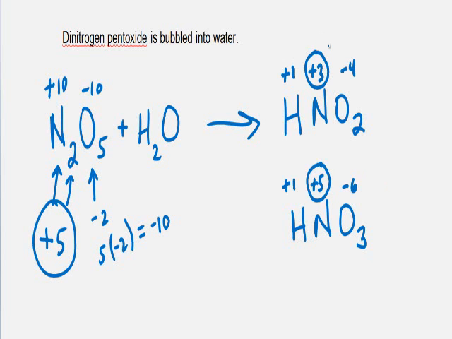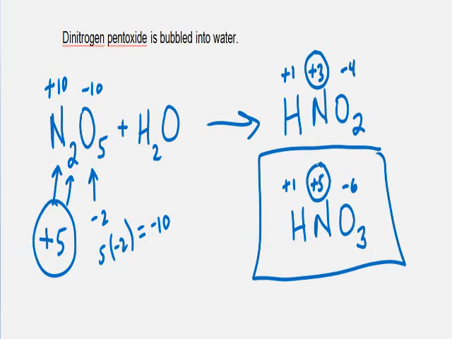When we identify the oxidation number of an individual nitrogen atom in each of the products, it's found in HNO3, the nitrogen has an oxidation number of +5, making that the correct product. The HNO2 nitrogen has an oxidation state of +3. That would not be the appropriate product for this particular combination reaction.